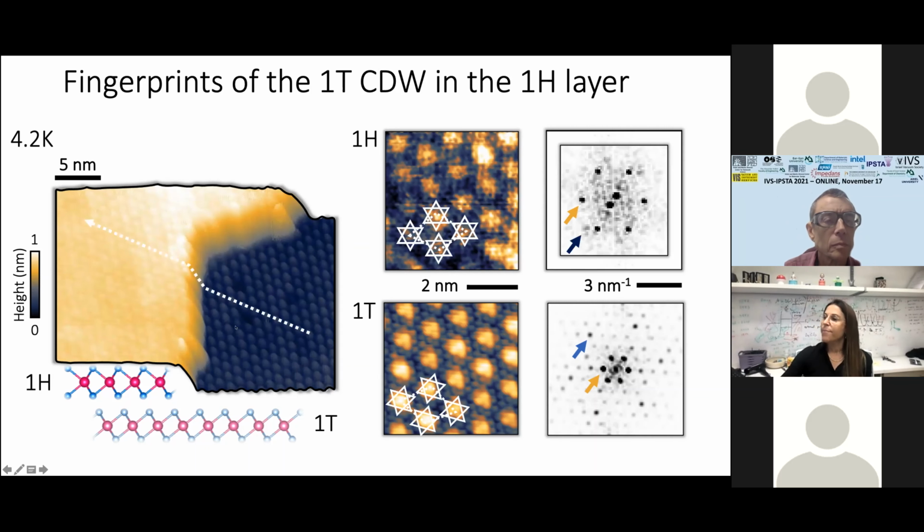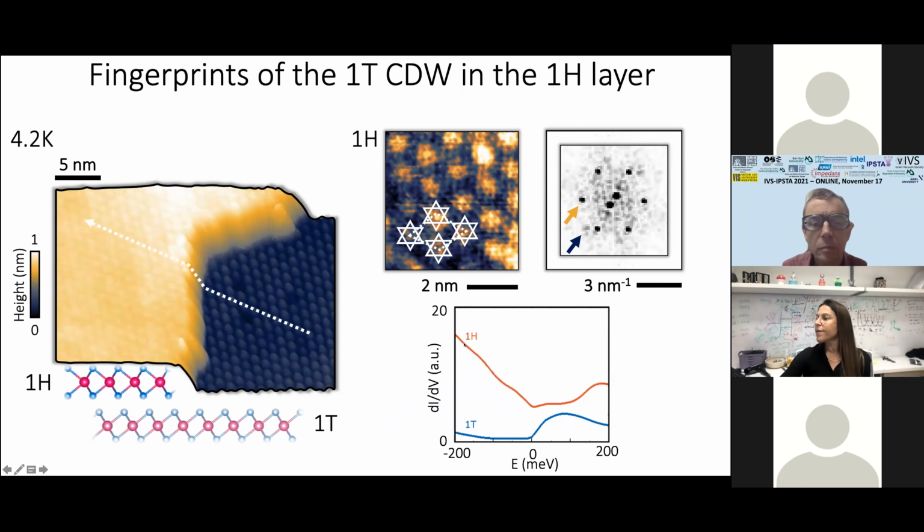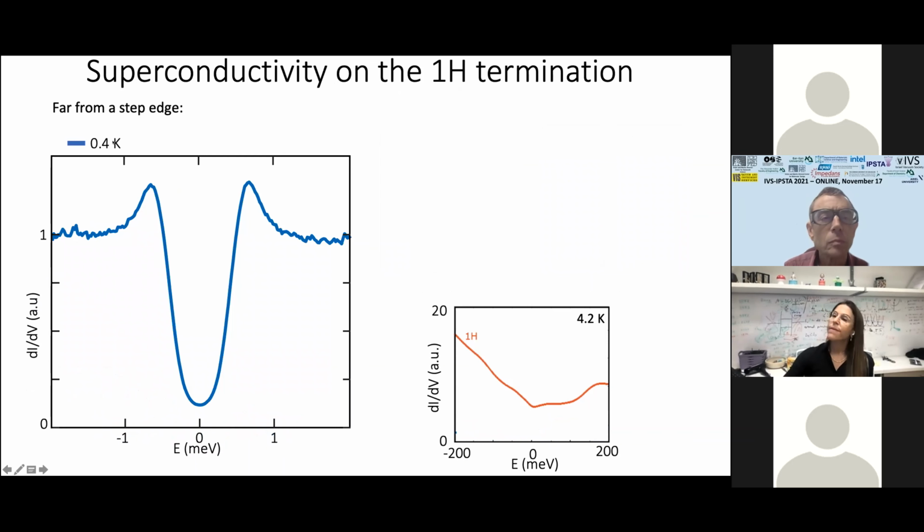Now let's see the spectrum on the two different layers. So this is the 1H spectrum in its normal state. We see a metallic spectrum, and this is the 1T, which is almost insulating below the Fermi energy, and we have this increase of density of states just above the Fermi energy. So now let's cool the system to about 0.4 Kelvin, and we see a very nice superconductivity gap. Note that the density of states doesn't go all the way to zero at zero bias. We have some residual density of states at zero bias voltage.